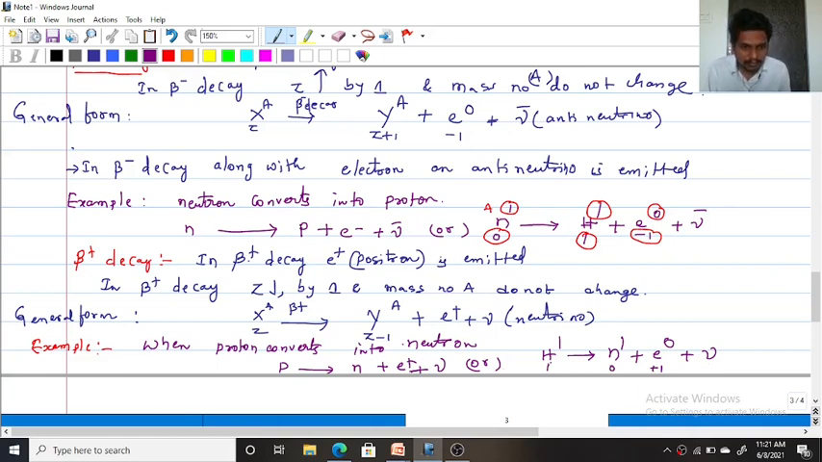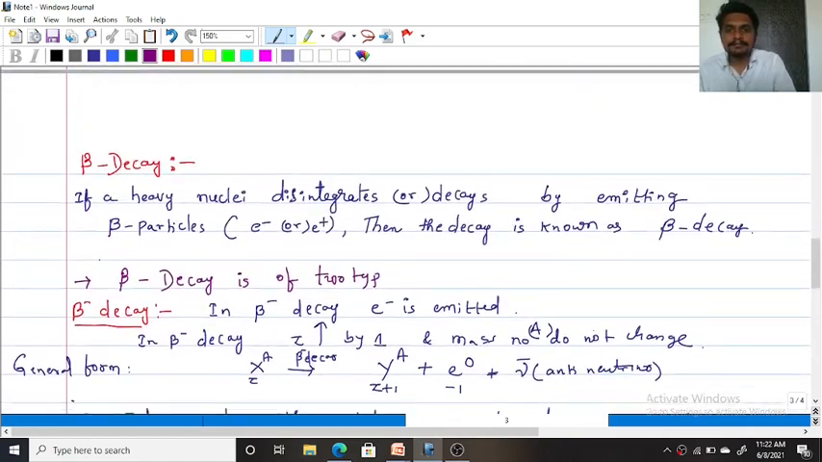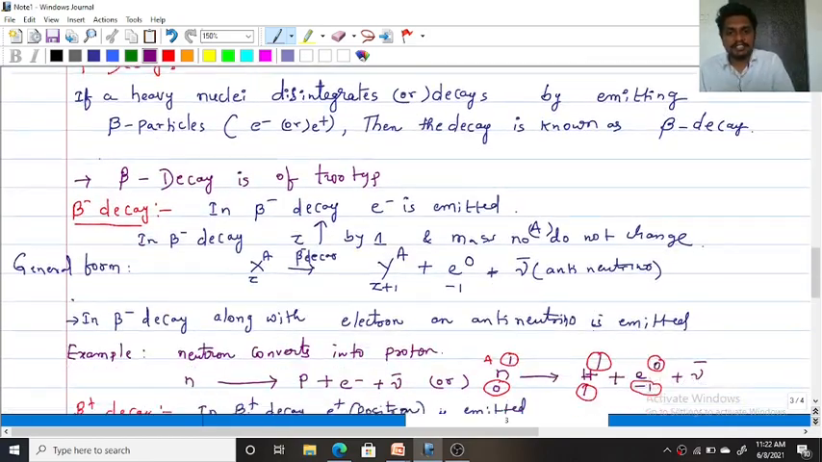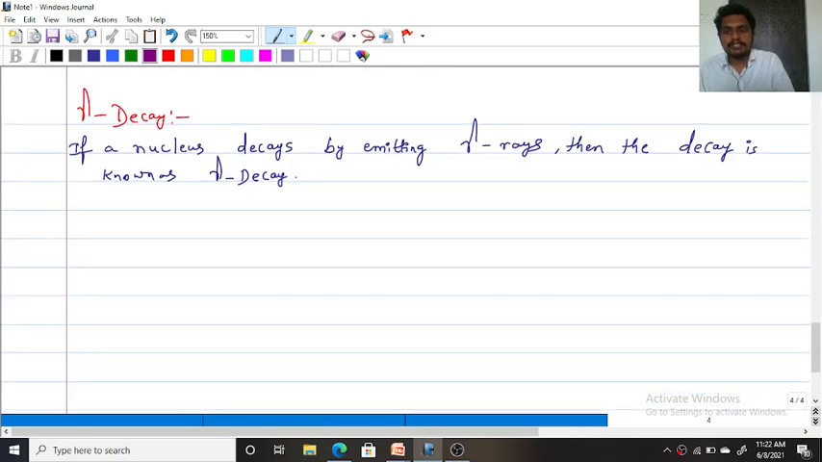Here also the atomic number is 1 on LHS, and on RHS it is 0 plus 1, which is 1. The mass number on LHS is 1, and on RHS also 1 plus 0 is 1. This is about beta decay.